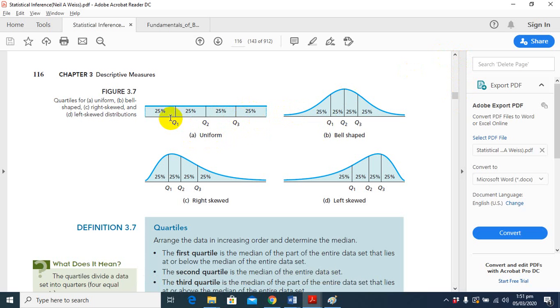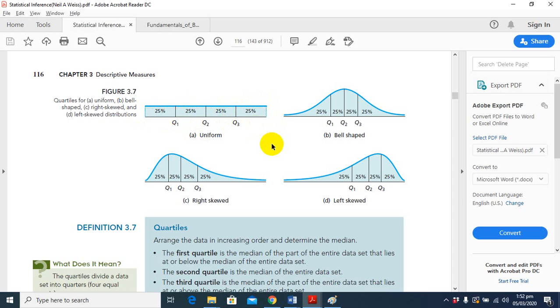So if you look at this figure, quartile 1 represents 25%, quartile 2 represents 50% from the bottom, quartile 3 represents 75% from the bottom, or you can say quartile 3 represents the top 25%.